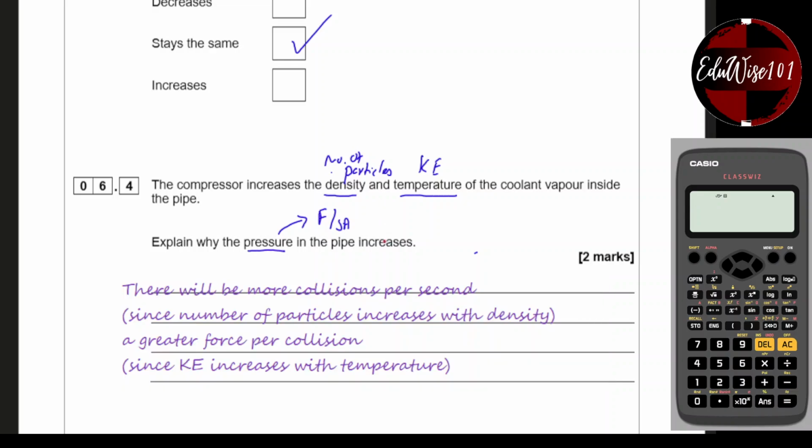There will be more collisions per second, since the number of particles increases with density. What I've written in brackets is not actually needed to get that mark. So when you say there will be more collisions per second, you get 1 mark. A greater force per collision also happens, hence the second mark, since kinetic energy increases with temperature. That gives you the second mark.